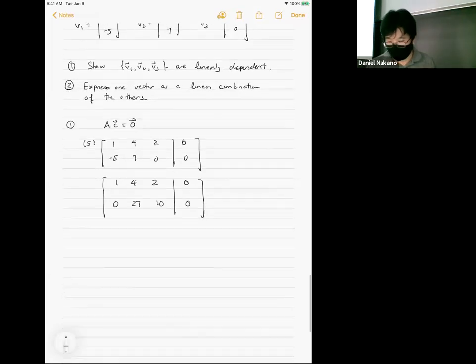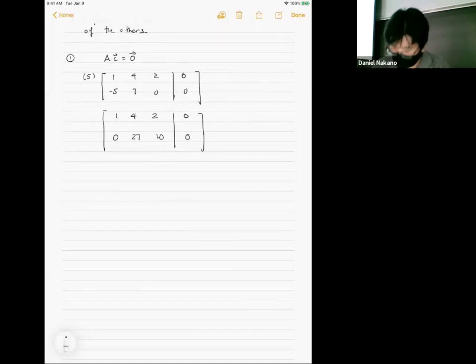All right, so where are the pivots? The pivots are here and here, right? So what's the free variable? X3, right? So this is free. Okay, so we have a free variable. So what does that say about linear independence or linear dependence?